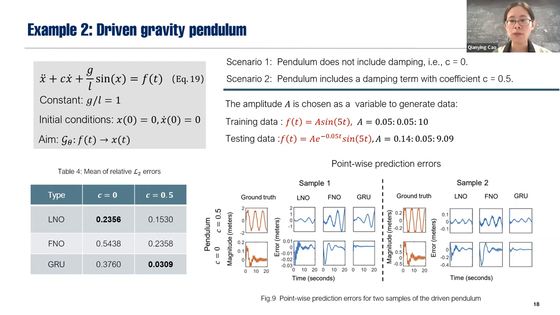For the driven gravity pendulum model, we consider the same forcing functions for training and testing as used in example one. Thus, the numbers of training, validation, and testing samples are 200, 50, and 130, respectively. We aim to learn the mapping from the external force to the motion of the pendulum. Table 4 shows the relative L2 error of the predictions computed by the LNO, FNO, and GRU for both cases. As observed in the previous example, LNO can predict the results more accurately than FNO and GRU for the systems without damping.